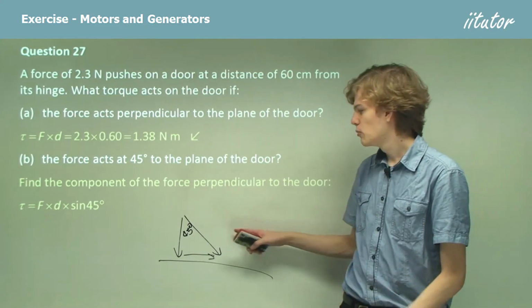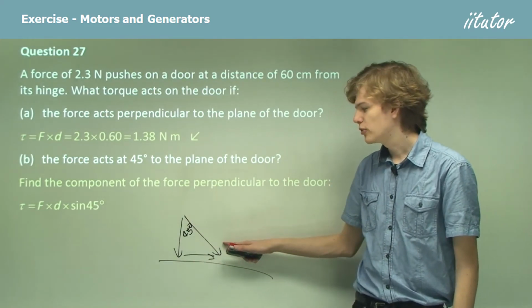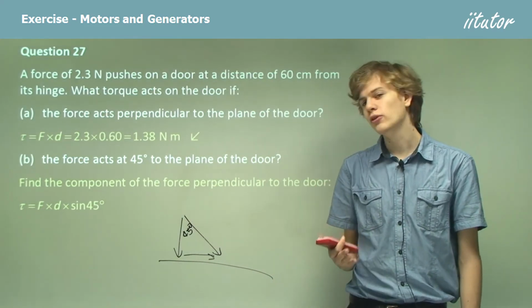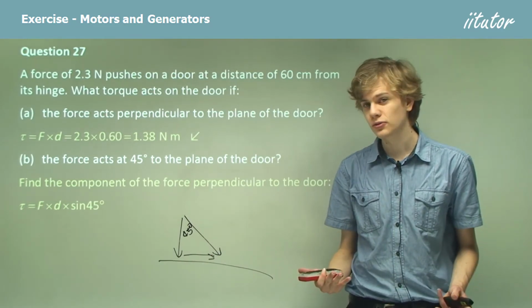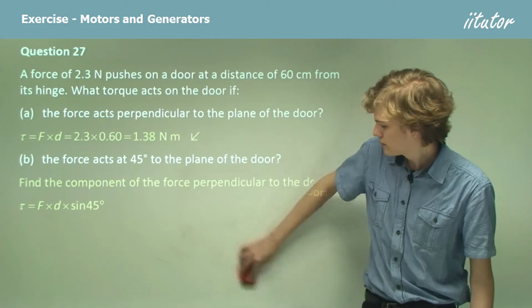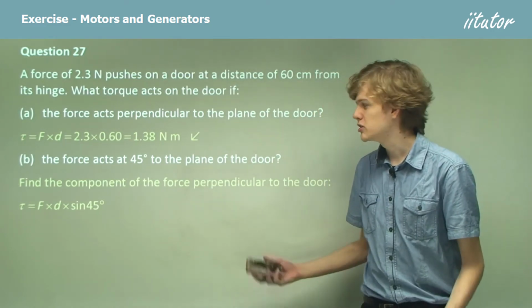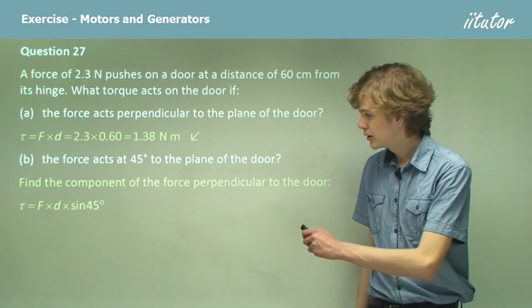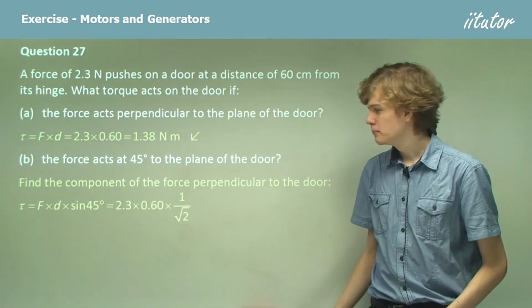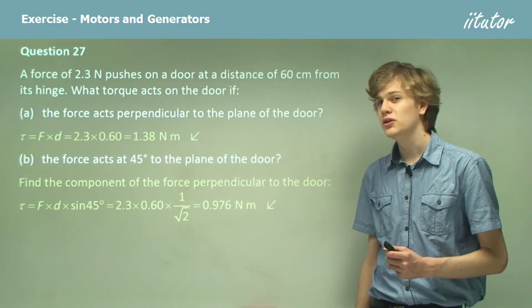So, if we wanted to find the length of one of the shorter sides, it would simply be the long side times the sine of 45 degrees, or the cosine of 45 degrees. And that will tell us the amount of force that is acting perpendicular to the door, which is exactly what we want to know. So, multiplying that together gives us an answer of 0.976 Newton meters.